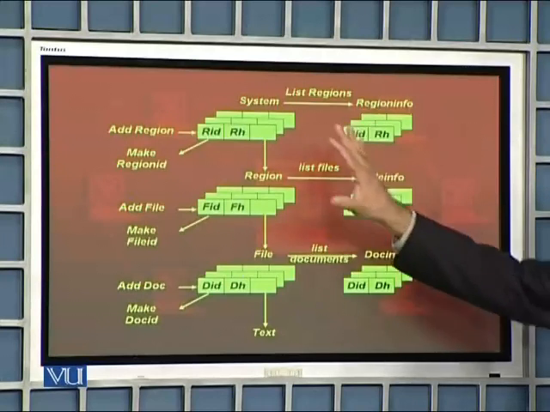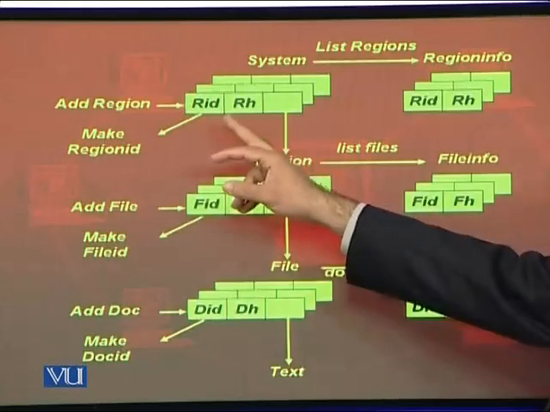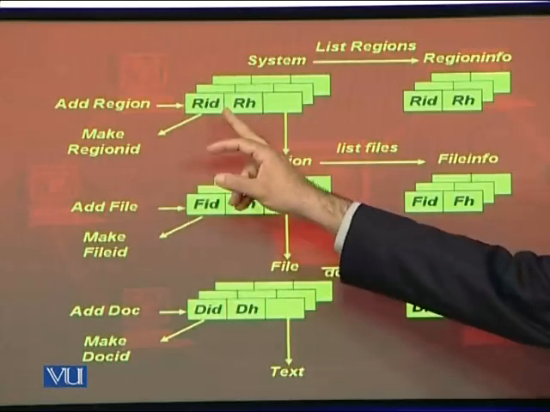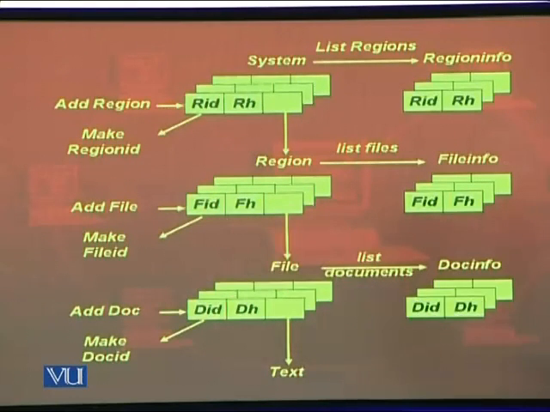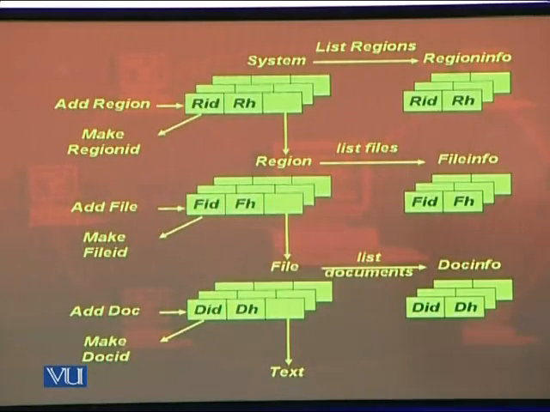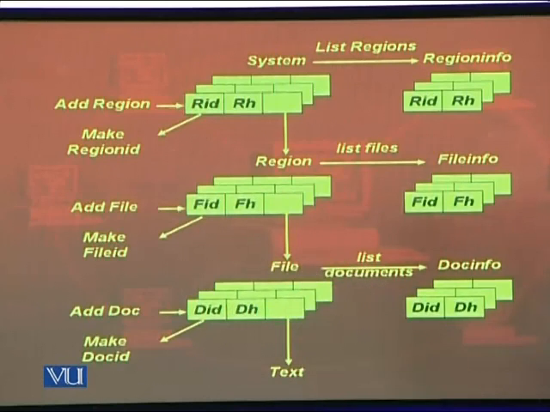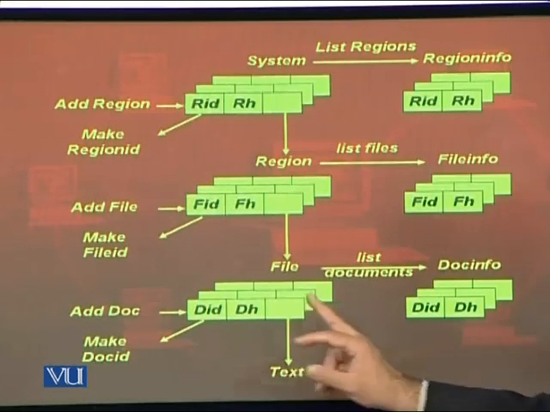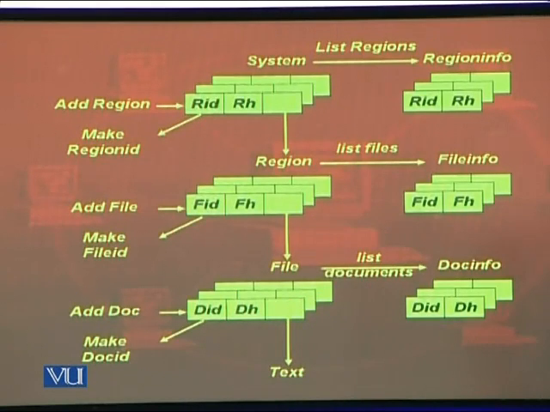Remember, in our filing system, we said the system is composed of regions where each region has three components: a region ID, a region header, and a link to the files contained within that region. The file within each region has once again three sections: the file ID, the file header, and a link to the documents that this file contains. The document once again has three components: the document ID, the document header, and the text contained within the document, or a link to the text.